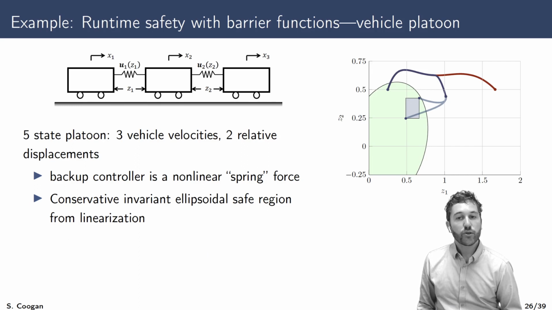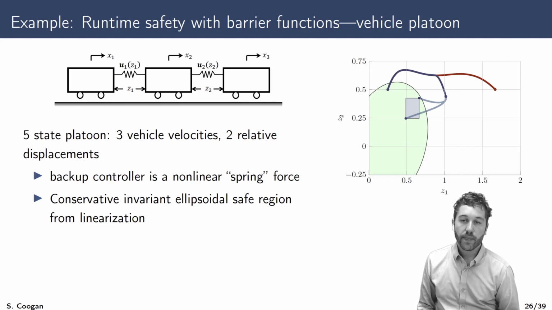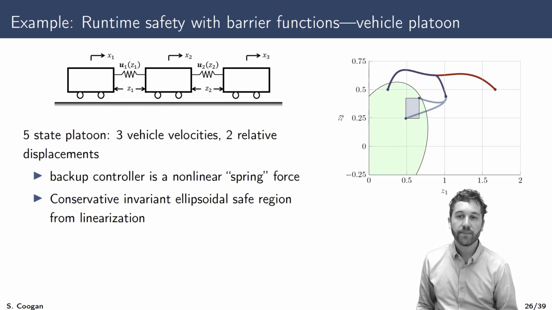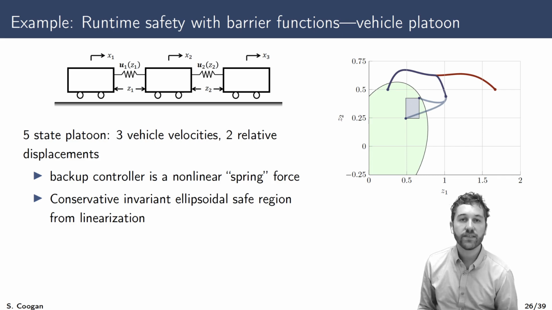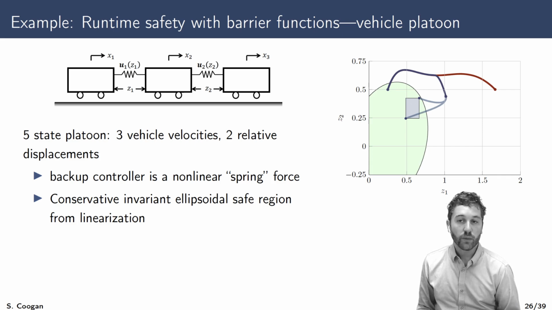So we now demonstrate this approach on a few examples. The first example is an academic example of a 3-vehicle platoon resulting in a 5-dimensional state space with disturbances entering additively in the velocity dynamics of each vehicle. The backup controller that we consider is a nonlinear spring force between the vehicles. A conservative, robustly invariant ellipsoid is computed from linearizing the dynamics, and the proposed control architecture keeps the system within reach of this invariant ellipsoid at all times.